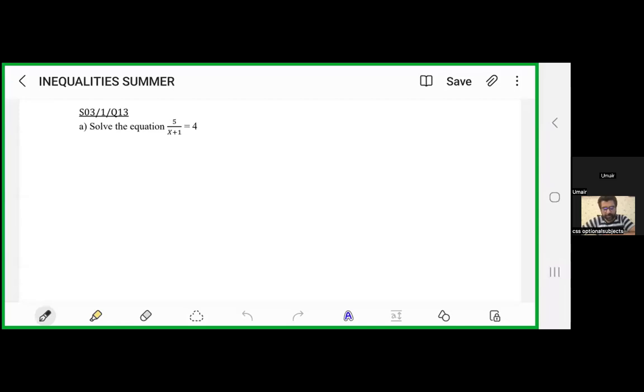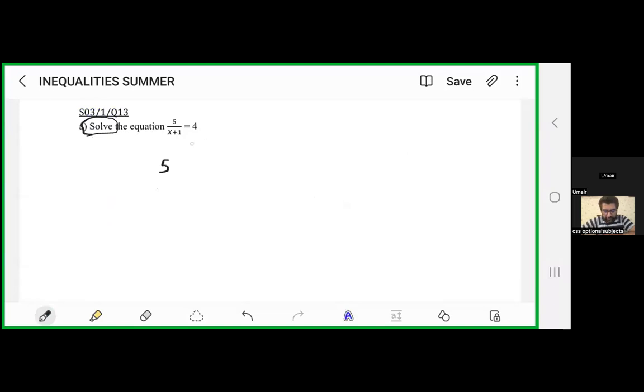Let us solve a topical question from the topic of inequalities. This is from your May-June 2003, variant 1, question number 13. In this question, you have to solve the equation. In this equation, you have to find the value of x. Solve means find the value of the variable.